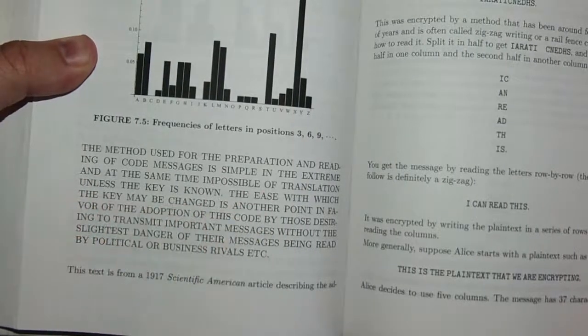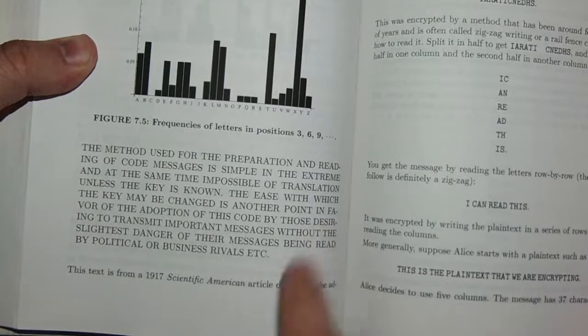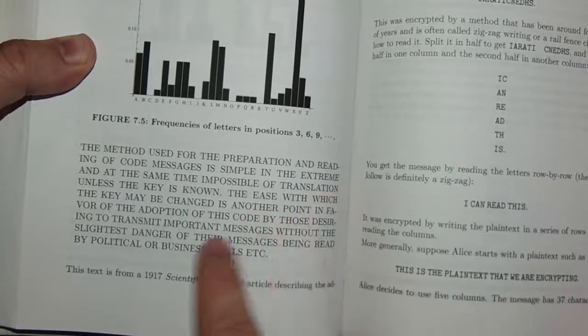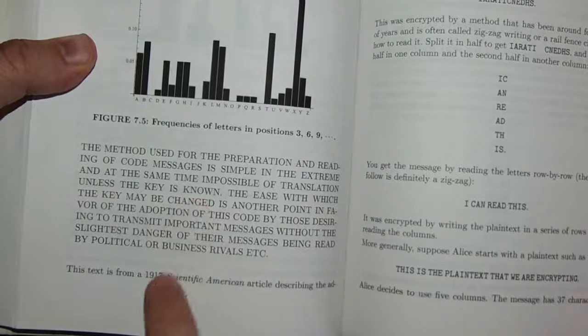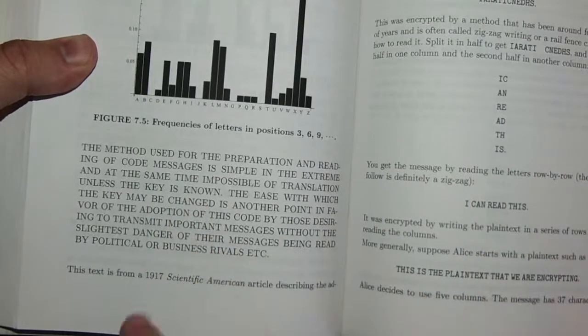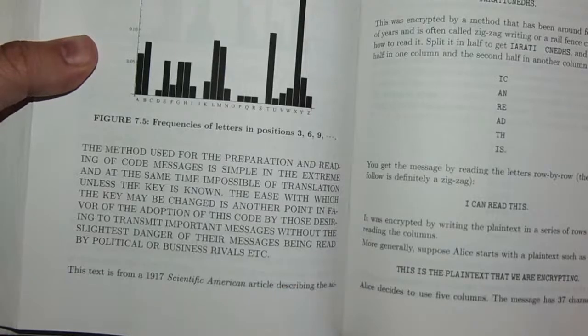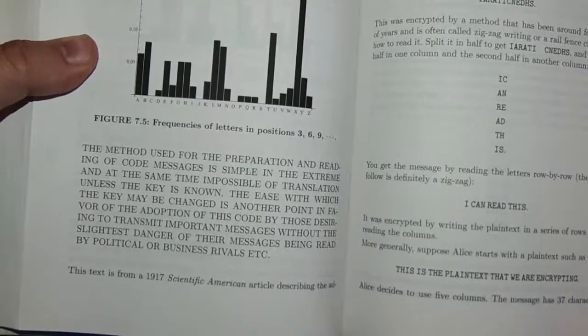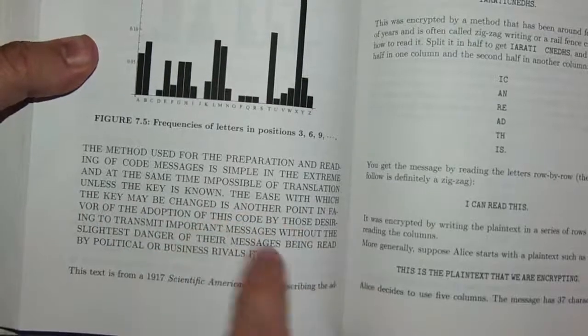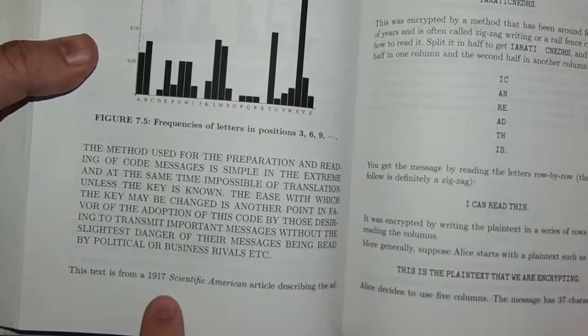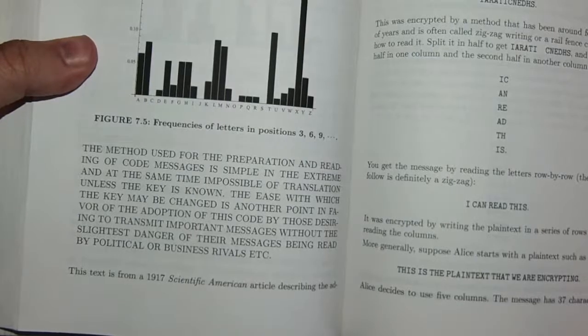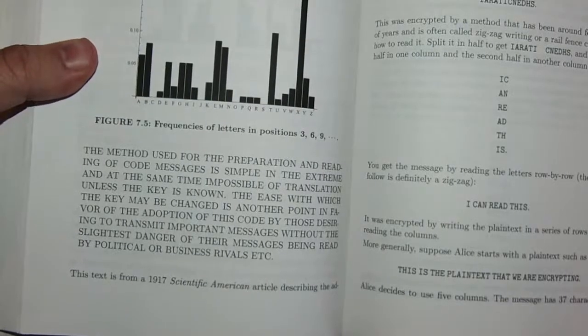So the method used for the preparation and reading of code messages is simple in the extreme, and at the same time impossible of translation unless the key is known. The ease with which the key may be changed is another point in favor of the adoption of this code by those desiring to transmit important messages without the slightest danger of their messages being read by political or business rivals, etc.